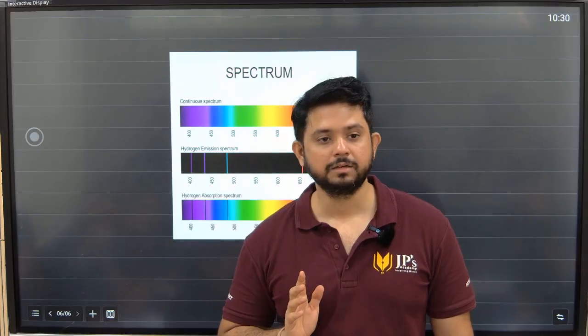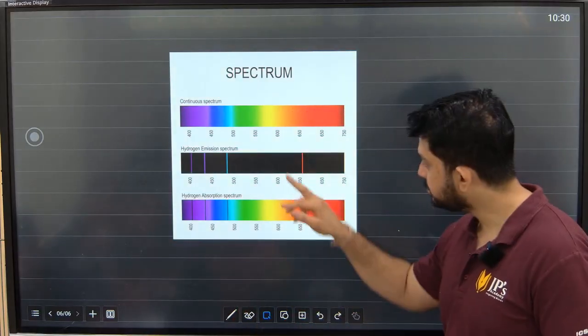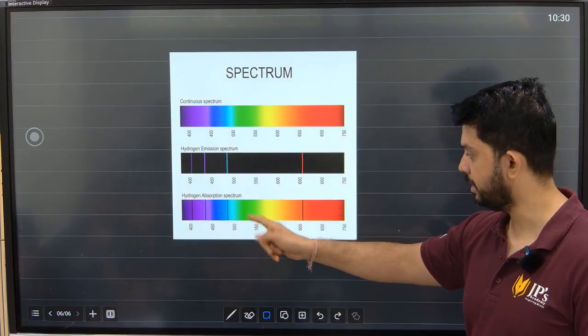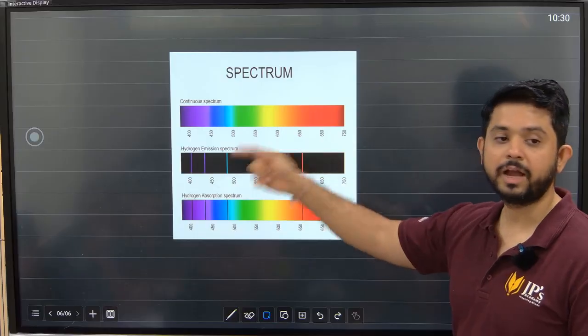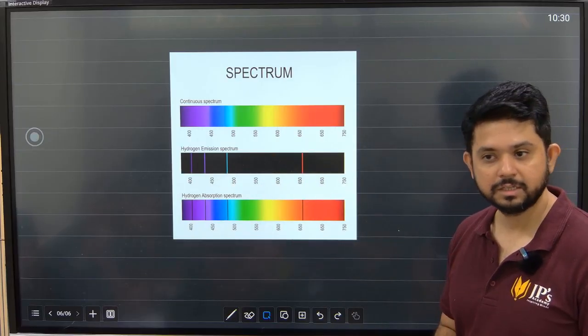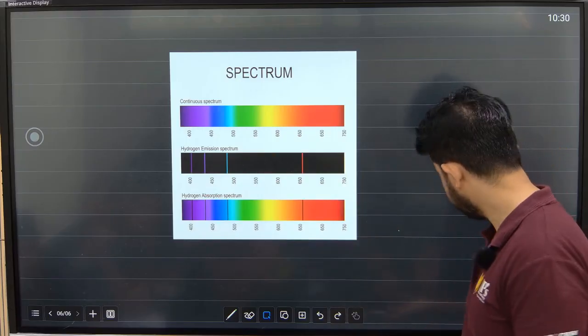Did you people understand? In simple terms, we see they are negatives of each other. Where it was dark, there you use the color, because those colors are emitted, because hydrogen doesn't really absorb them. Any questions still here? Yes or no?